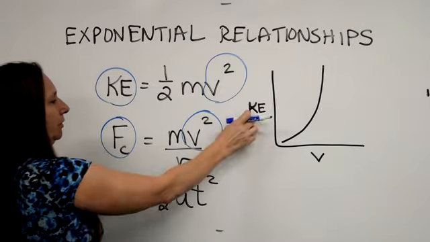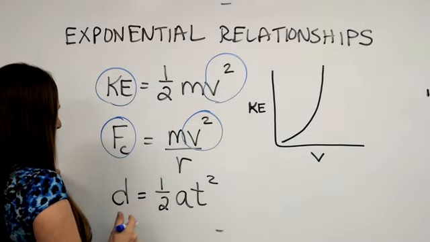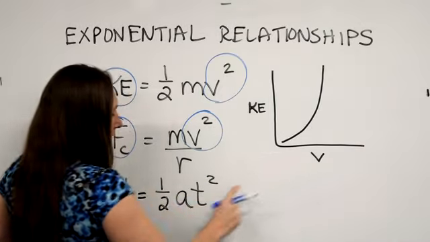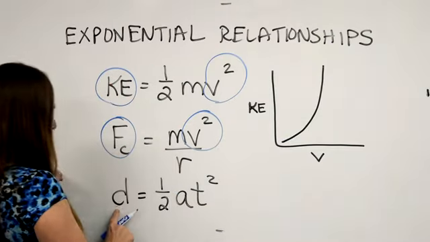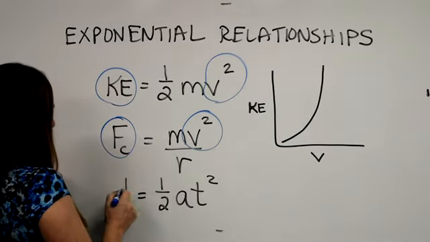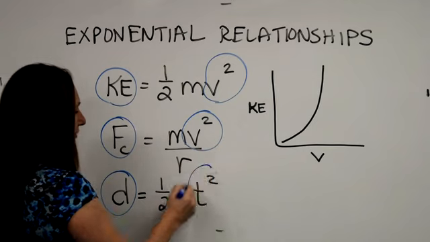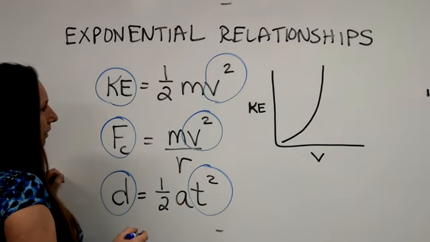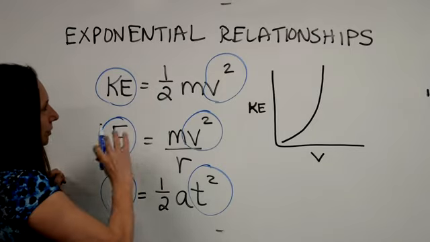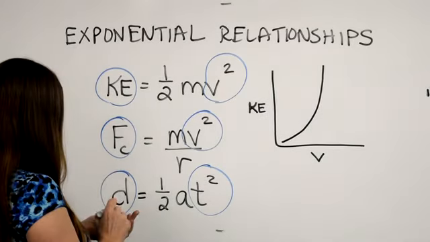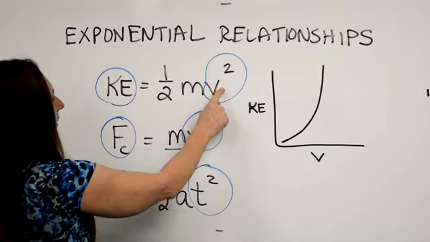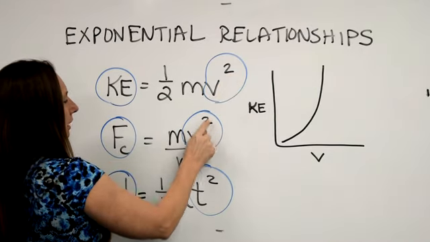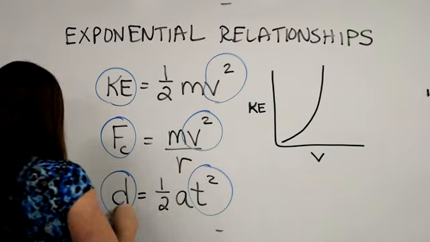If you put Fc over here instead of the v, or if you were to put t here and distance over here, you've got an exponential relationship between distance and time. So that's your exponential relationship. You see this has an exponent, this has an exponent, this has an exponent.